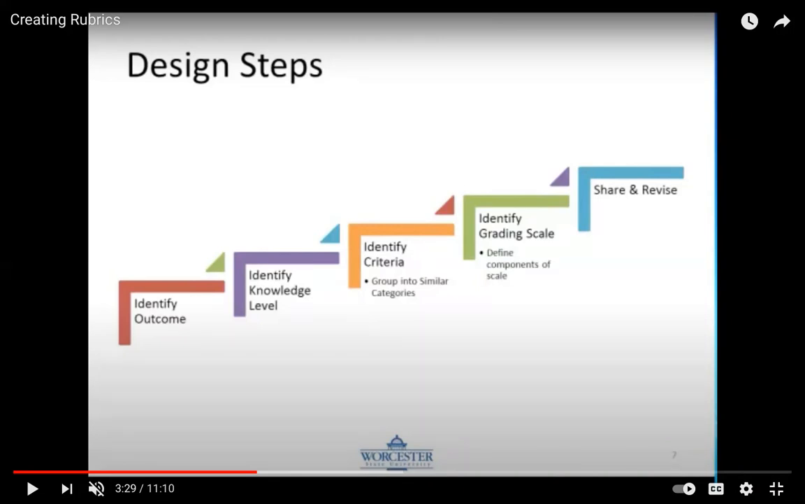Then identify the grading scale. That's when you define what your grading scale or rating scale is going to look like: what dimensions you're going to have, and also the different levels. For example, excellent, good, not very good, etc.